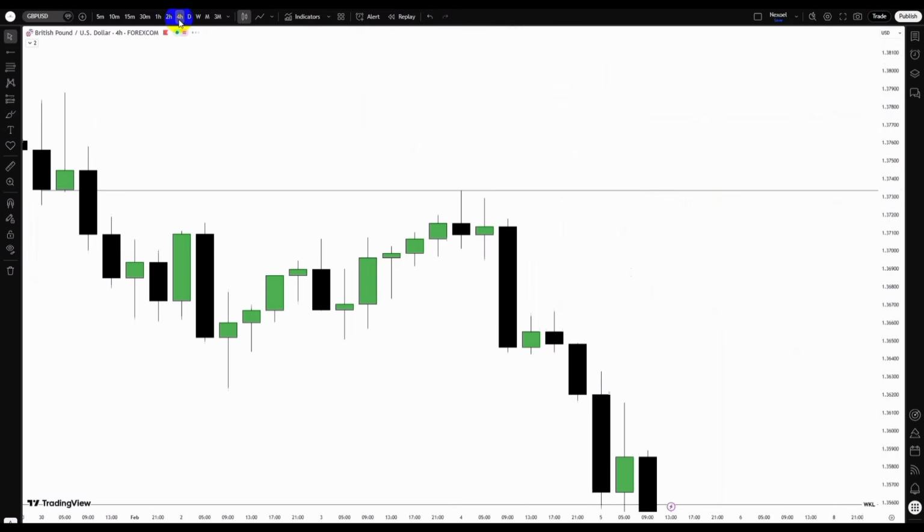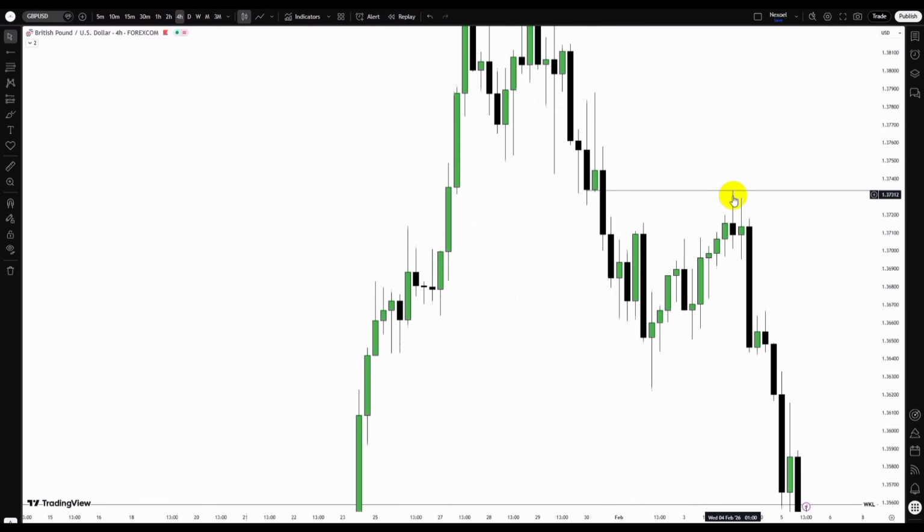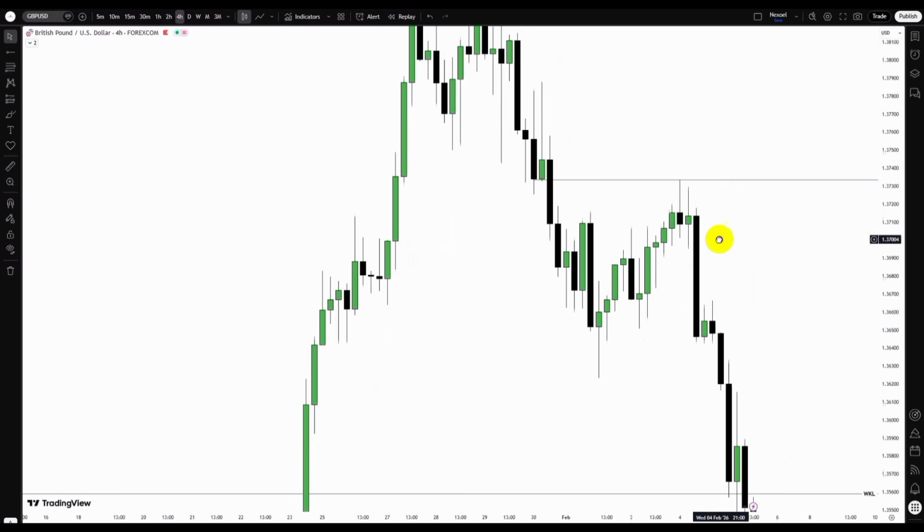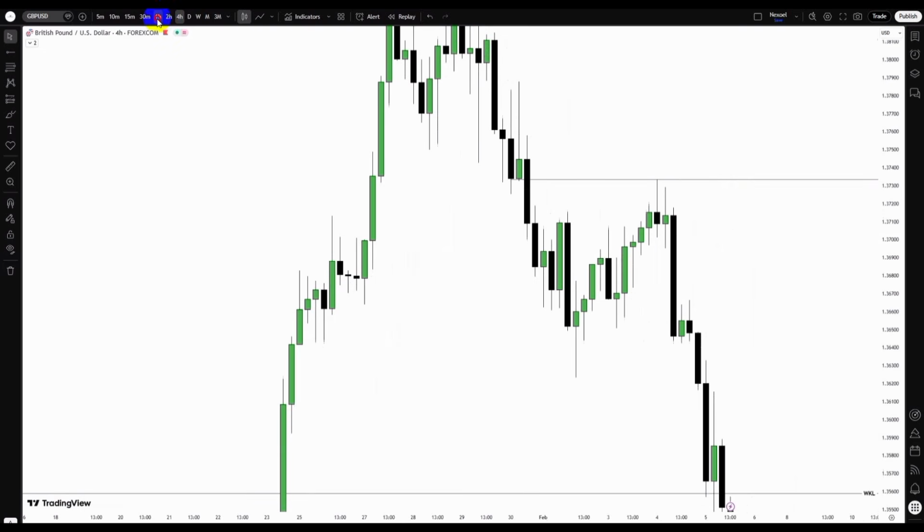So what happened was this. I think a trader in the mentorship community took his sell movements from here also. He had a sell movement from here during the London session. So we're going to look at that. Let's look at the 1-hour time frame.